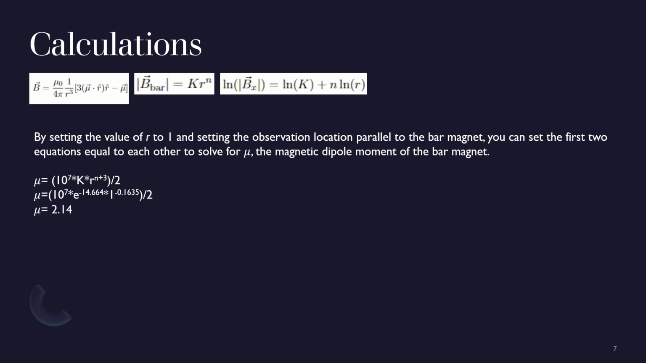By setting the value of r to 1, you can set the value of the magnitude of the magnetic field in the first two equations equal to each other to solve for mu, the magnetic dipole moment of the bar magnet. Mu was found to be 2.14 ampere meters squared.